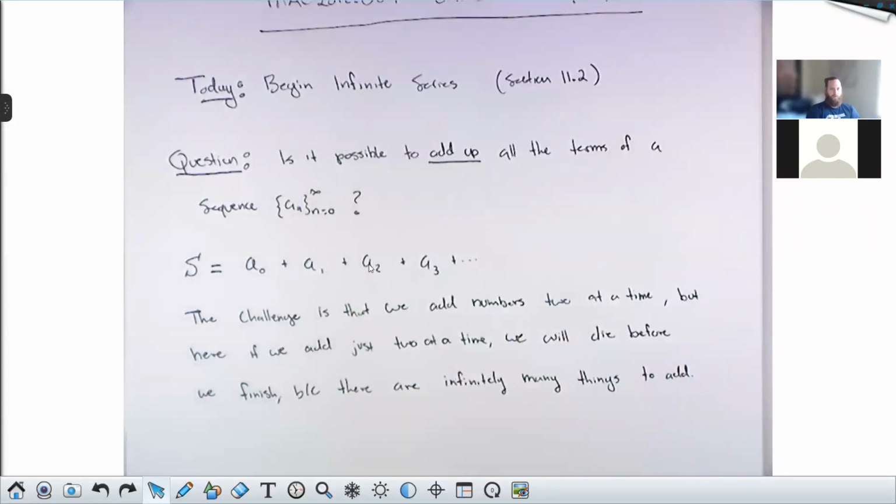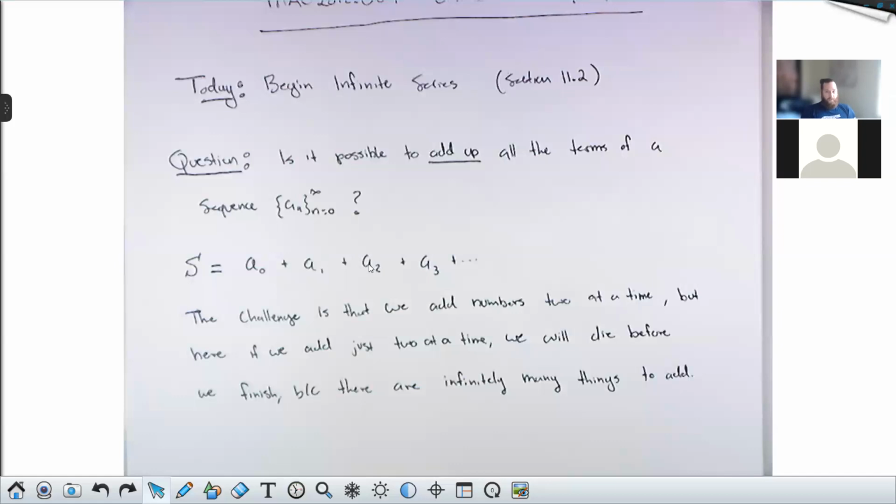So the answer to the question here is going to be yes. But in order to come up with a way to do that, we need a workaround for this problem. And the problem is quite serious. It's hard to wrestle with infinity. I'm going to show you today the standard way of doing things. It involves something called a partial sum and then limits.